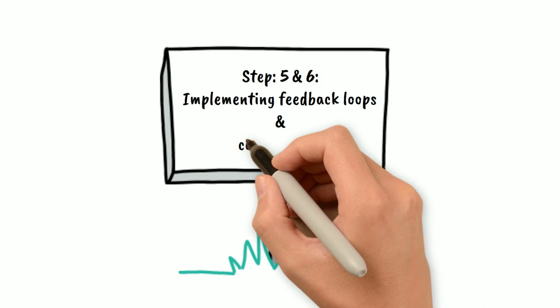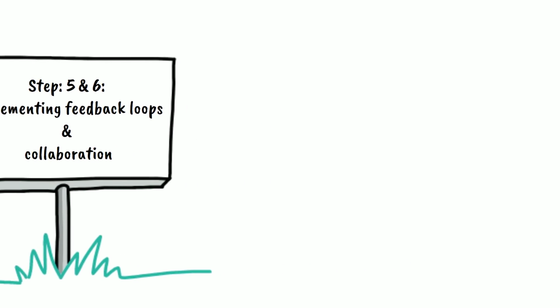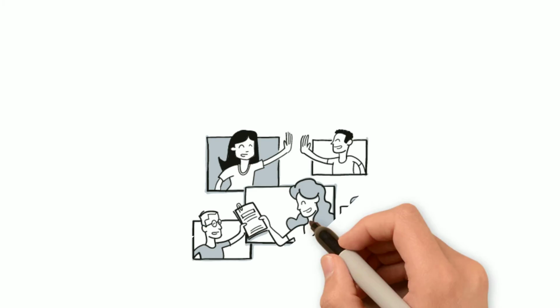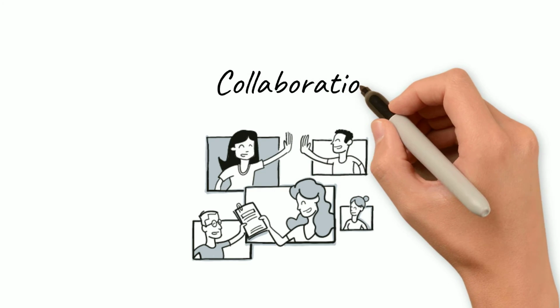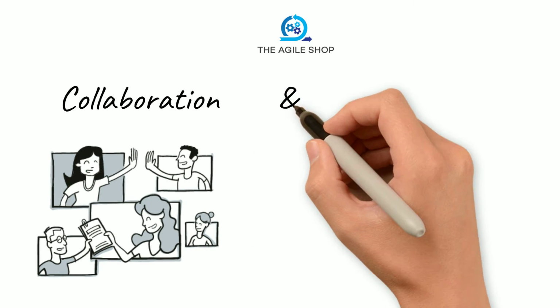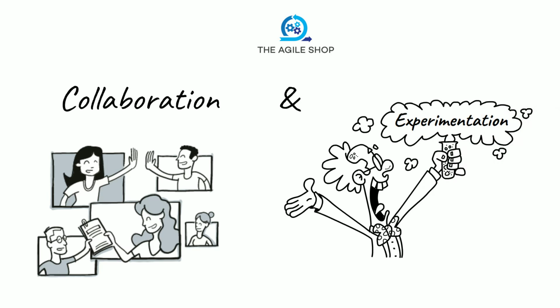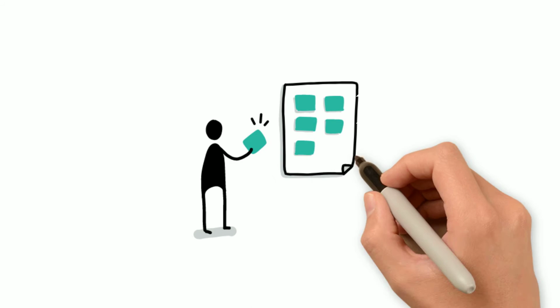The fifth and sixth steps are implementing feedback loops and collaboration. Kanban emphasizes the importance of getting feedback as a way to identify areas for improvement. It also encourages collaboration and experimentation to identify and solve problems, improve continuously, and evolve the processes to better meet the needs of the customers. This is how Kanban works in 6 simple steps.